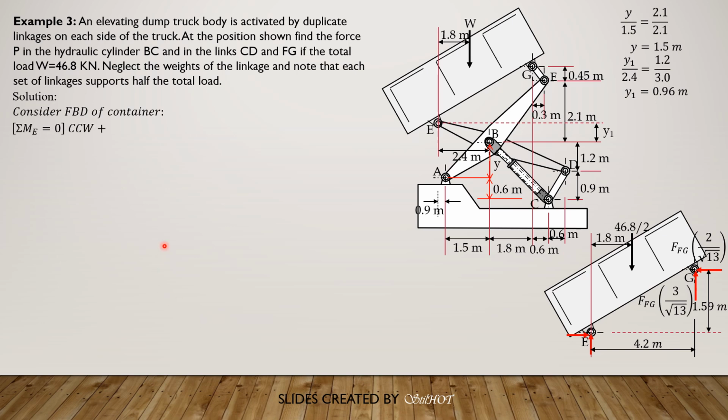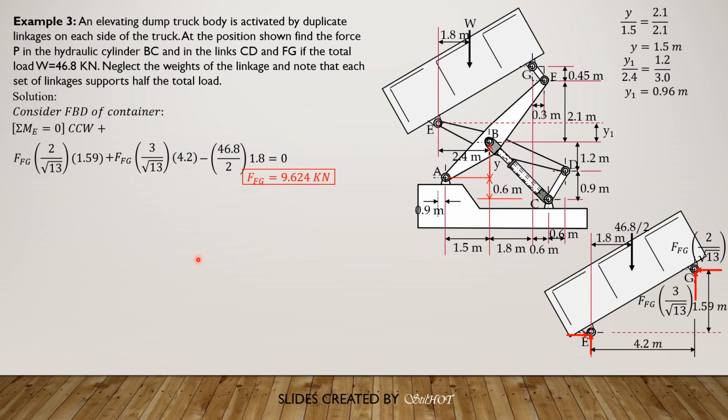So summation of moment about E equals 0, counterclockwise positive. Both these components are counterclockwise. So let's begin with the horizontal: FFG times 2 over square root of 13 times 1.59, plus the vertical component, FFG times 3 over square root of 13 times 4.2, then minus 46.8 over 2, the weight divided by 2, times 1.8, equals 0. From here we can now solve for FFG. FFG is 9.624 kilonewtons.